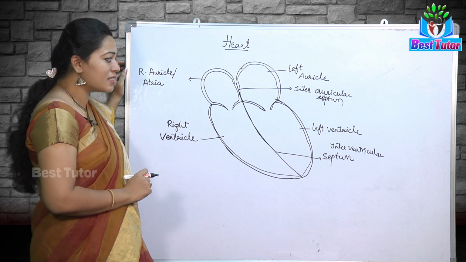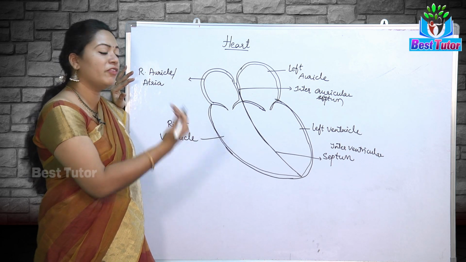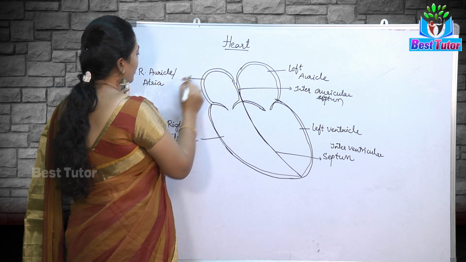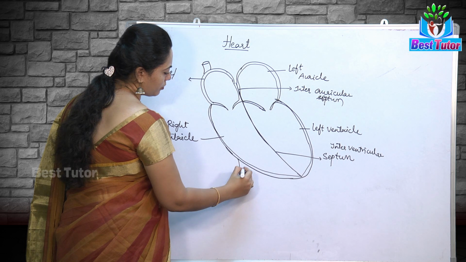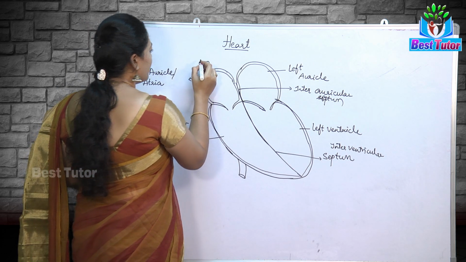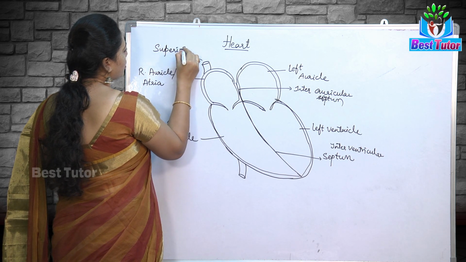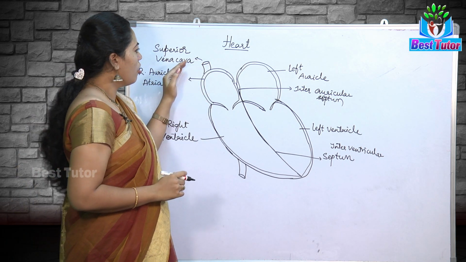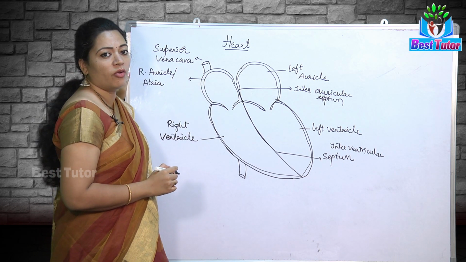Fine. Now let us observe what are the blood vessels which are entering into the heart and the blood vessels which are leaving the heart. Now if you see the upper chambers, the right auricle will receive blood from different parts of our body, and it is known as superior vena cava. So the blood vessel which pours blood into the right auricle of our heart is known as superior vena cava.